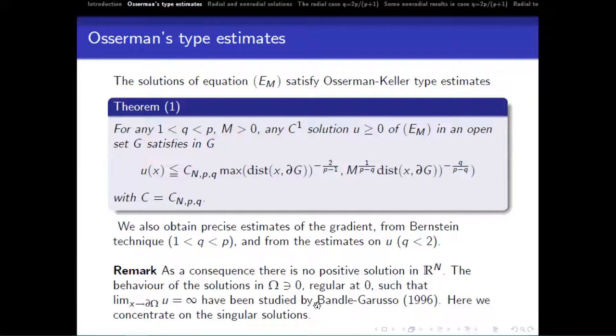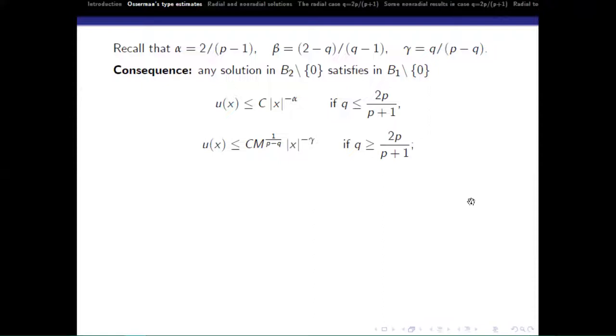So here I recall the three values. A consequence of the estimates of Emden-Fowler, and then the estimates of Keller-Osserman type, is that if you consider a solution in a ball minus zero, it satisfies in the half ball an estimate of the order of |x| to the minus alpha when q is less than 2p over p plus 1. When q is greater, it is the power gamma which is important, the power linked to the eikonal equation.